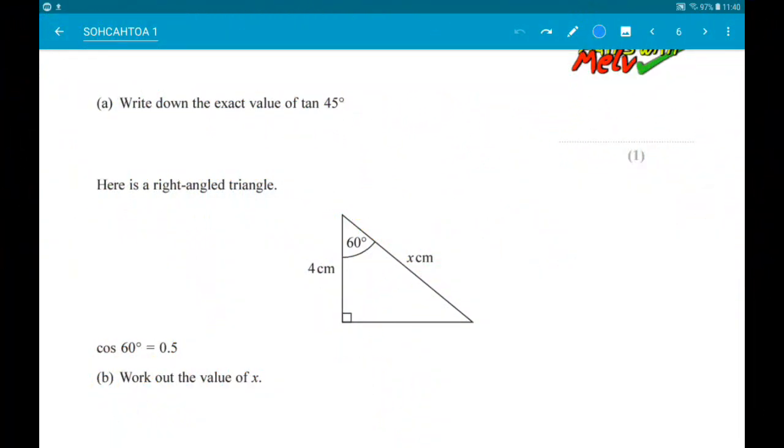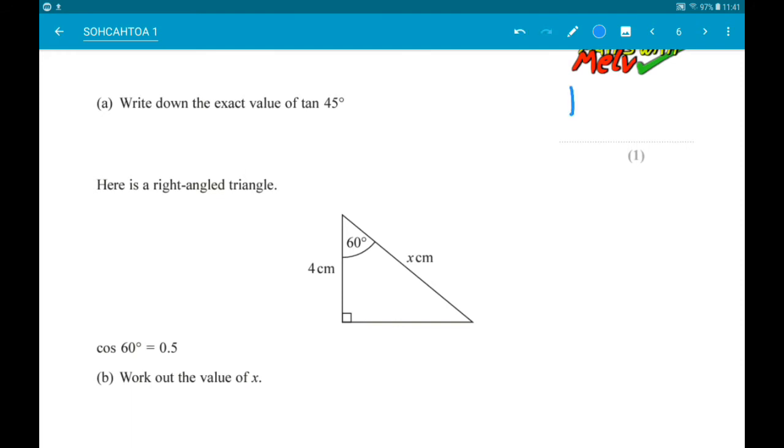Okay, next up, write down the value of tan 45. So really, this is a non-calculator. It comes down to exact trig values. Foundation, I wouldn't worry too much. Higher, I have a brand new playlist on these with a video showing you how to calculate them, and exam questions like these. Check out the playlist down below. So, tan 45 is 1.